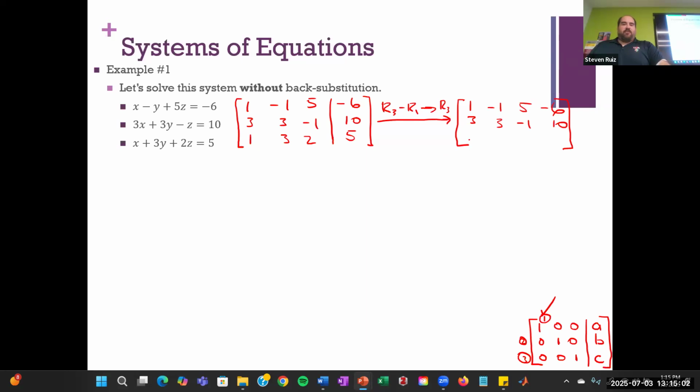All right, and then this last row 3 minus row 1. 1 minus 1 is 0. 3 minus negative 1 is 4. 2 minus 5 is negative 3. 5 minus negative 6 is 11. Okay, bullet number 3 down here is done. Go ahead.